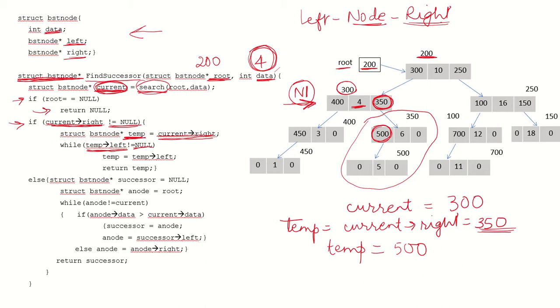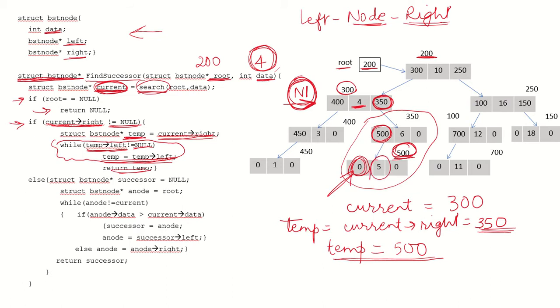So till the time we are going left, we will keep on following this while loop, till the time we do not find a null value in the left subtree of the node. We will keep going left and keep on updating temp. As soon as we reached this 500, we have seen that this temp arrow left is a null. So this is going to be our final value of temp, and this is what we are going to return to the calling function. So we know that the successor of this node n1 is this node 500.